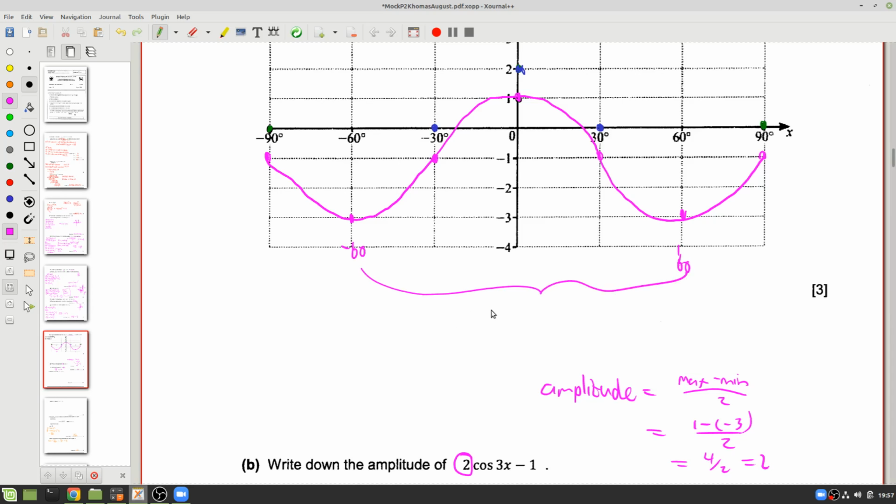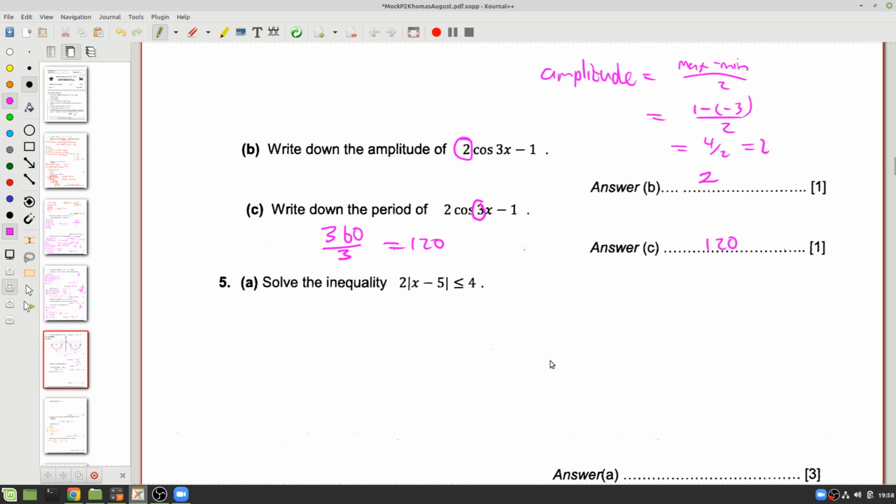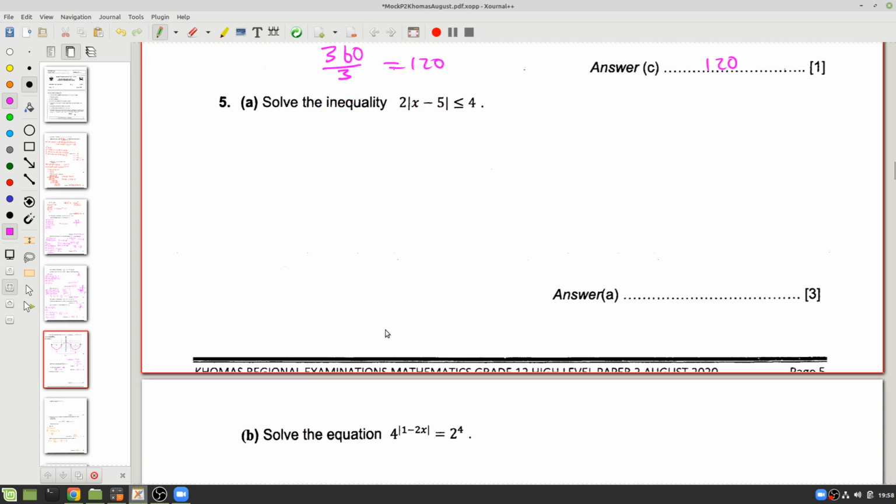What is that distance? That distance is 120, so that is our period. Perfect. Okay, question 5, and that'll be the last one for today. Some absolute values. Solve this inequality. Okay, I'm just going to write it down to start with. 2|x - 5| ≤ 4.